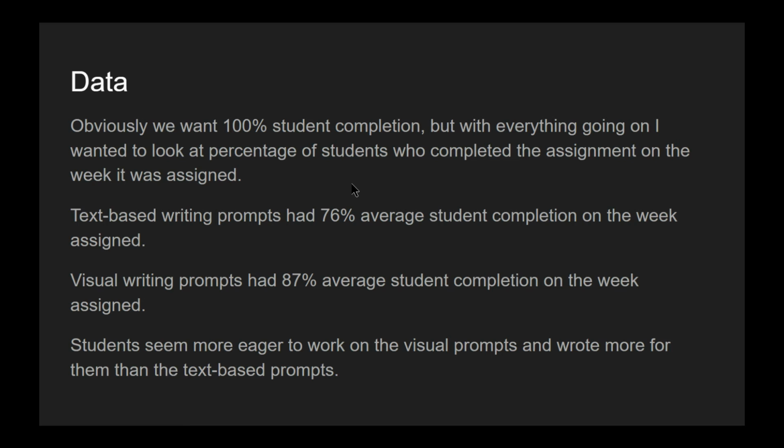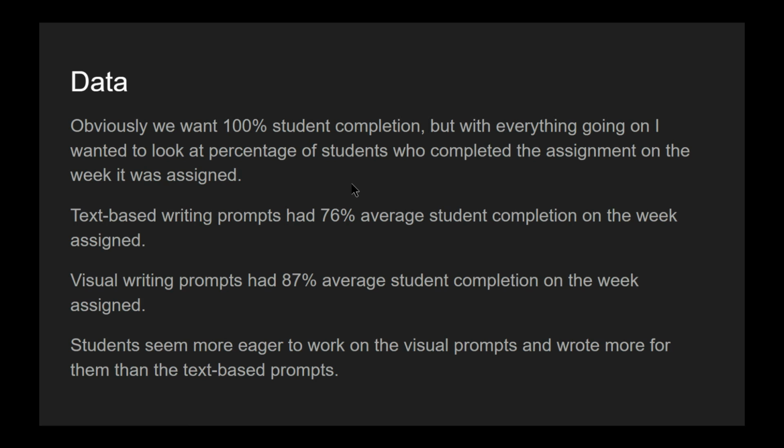If it showed up late, that means I assigned this on a Wednesday, and they didn't have it completed through that week and turned in late. So I just looked at the ones that were turned in on time, so turned in the week it was assigned. The text-based writing prompts had a 76% average student completion, and the visual writing prompts had 87% completion.